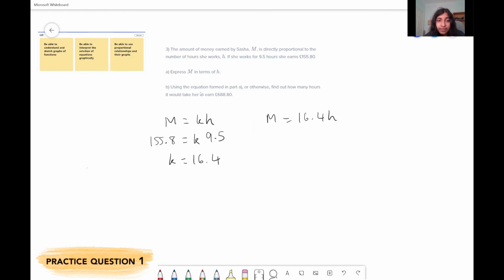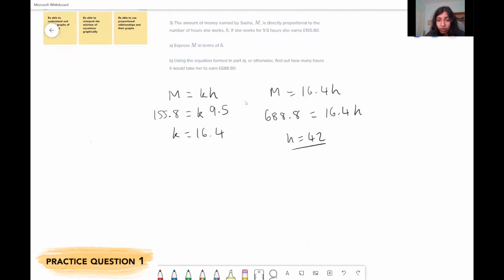So then we want to use the equation or otherwise to find out how many hours it would take her to earn £680.80. So you just plug in M as 680.8 equals 16.4H, and then we just do 680.8 divided by 16.4, and that should give H is equal to 42. And then if we were to draw the graph of M against H, we should get H here, M here, and it would be another straight line with M equal to 16.4H.